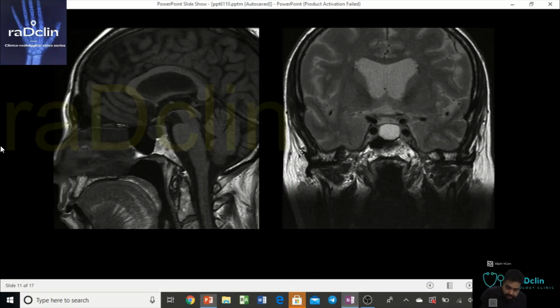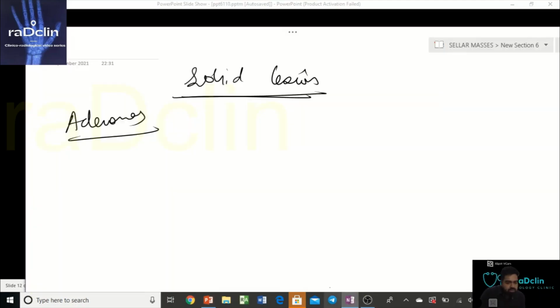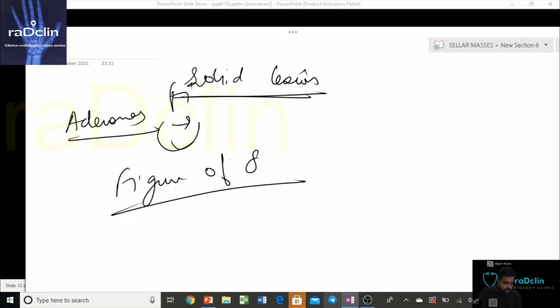Now, they have a morphological appearance in that they cause remodeling of the sella turcica because of the pressure effect of the solid lesion, and they have a figure of 8 morphology. If you see the adenoma extending superiorly, it indents upon the diaphragmatic sellae. And within the lesion, it can have hemorrhage, it could have cystic components.